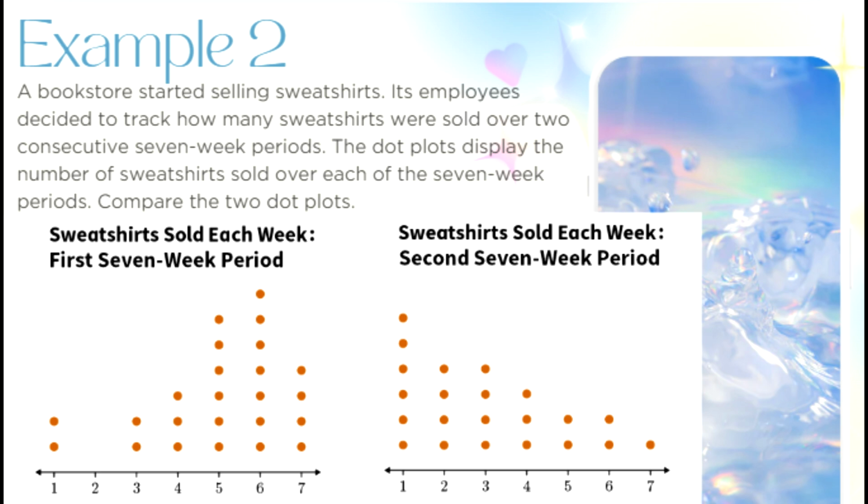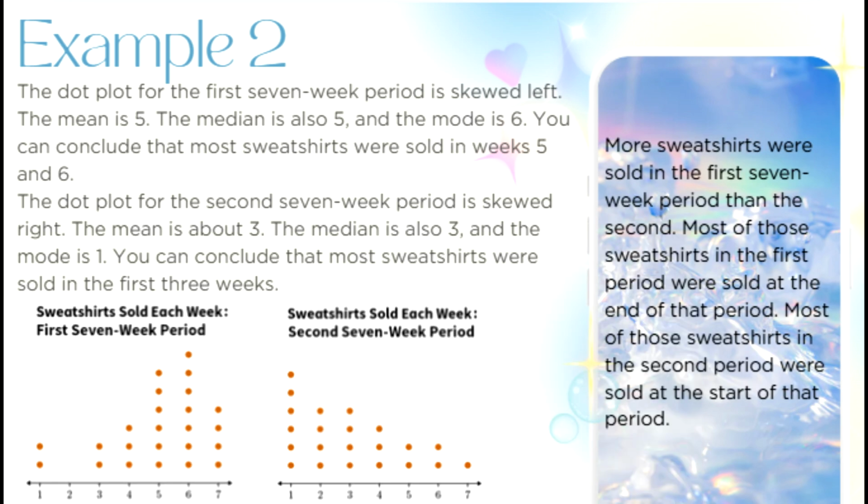So they want us to just interpret the information that we've been given here. The dot plot for the first 7-week period is skewed left. Head, tail. Okay. The mean is 5 right here. Oh my goodness, it doesn't want me to draw. It's too close to the bottom. And the mode is 6. We'll put the mode in a square. Okay. You can conclude the most sweatshirts were sold in weeks 5 and 6.